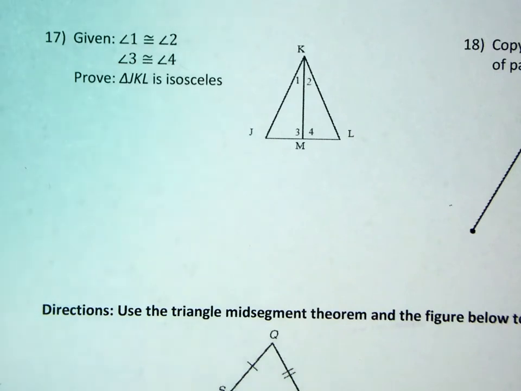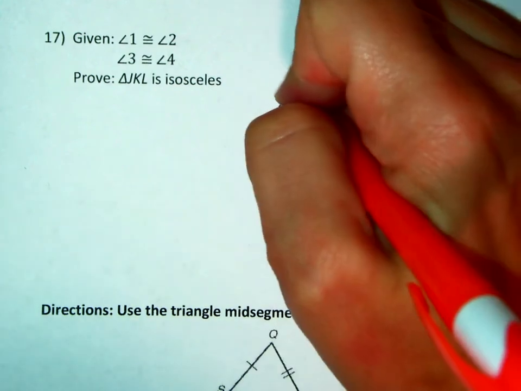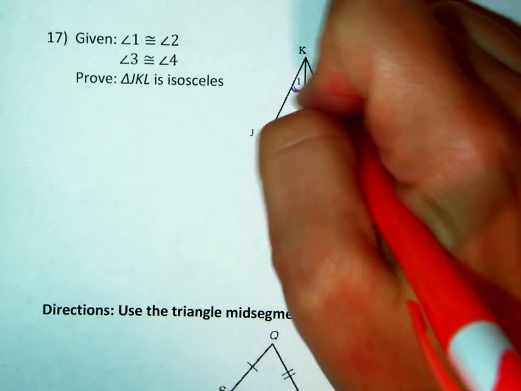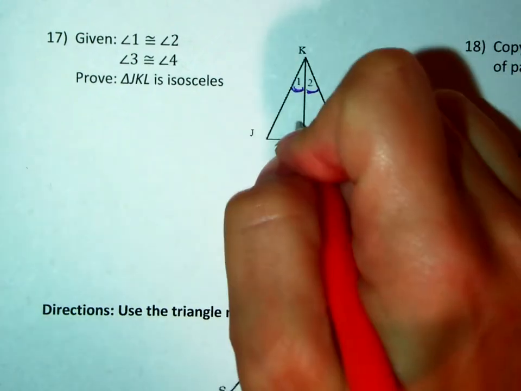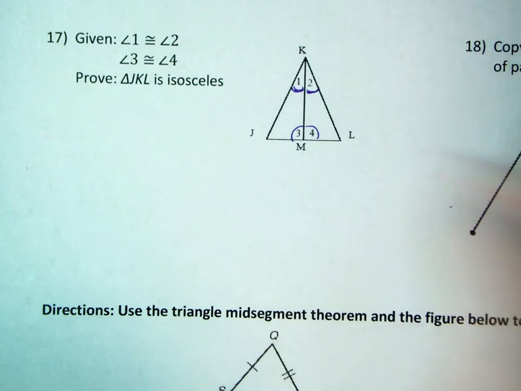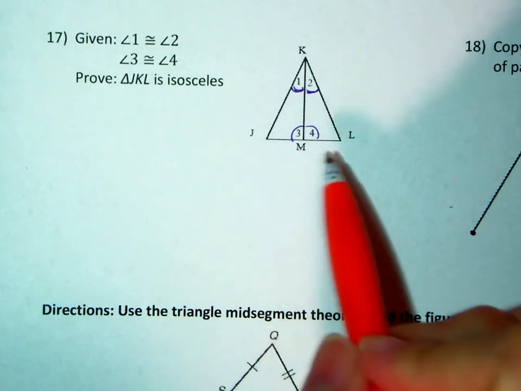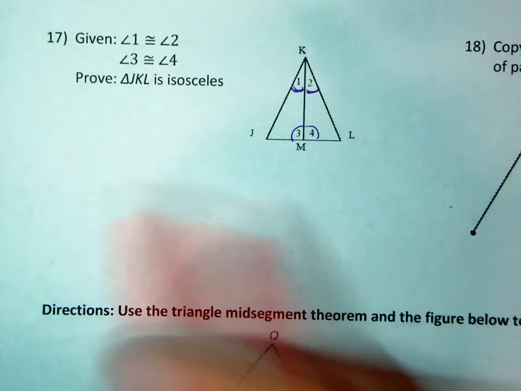This is number 17 on the study guide. In this problem, we are given that angle 1 is congruent to angle 2. So let's mark it so we can see what we're looking at. So that's congruent to that. Angle 3 is congruent to angle 4. And we're supposed to be proving that triangle JKL is isosceles.